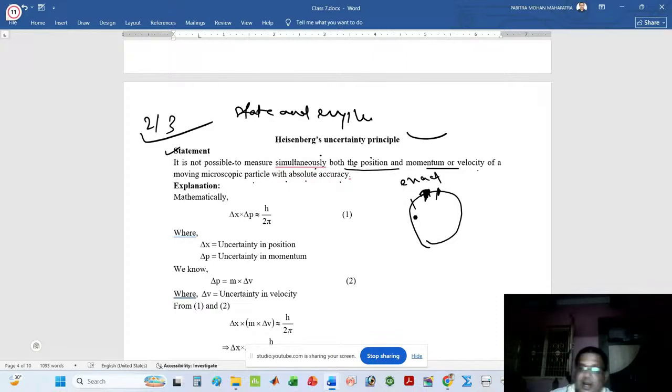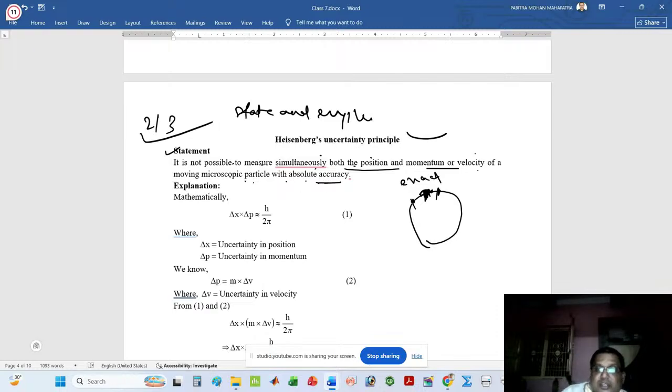But in a particular time, suppose I want to measure this microscopic particle, that is your position. At the same time, we cannot exactly measure the momentum or velocity of the moving microscopic particle with absolute accuracy. There is a deviation in the exactness. So, what is the statement? It is not possible to measure simultaneously both the position and momentum or velocity of a moving microscopic particle with absolute accuracy.